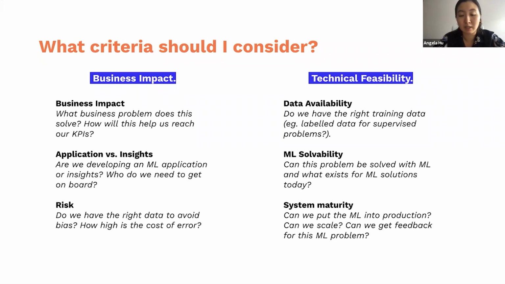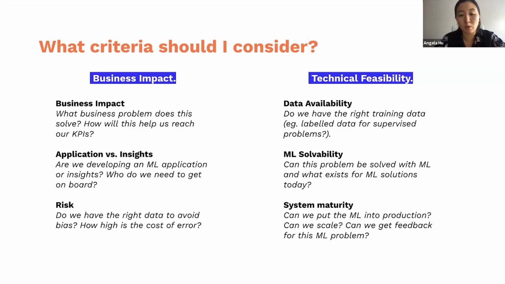The last piece that we consider is system maturity. So can we actually put this machine learning model into production? I think I gave the example earlier where we found out pretty early on that the system that we were planning to integrate our model into wasn't actually able to handle dynamic inputs. So this is a great example of being able to evaluate system maturity and make sure that the system that you're looking to integrate into can handle the outputs of your ML product.